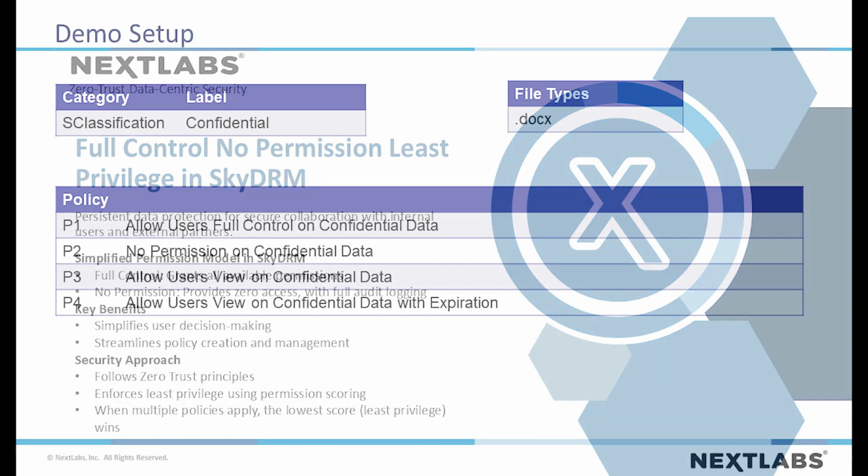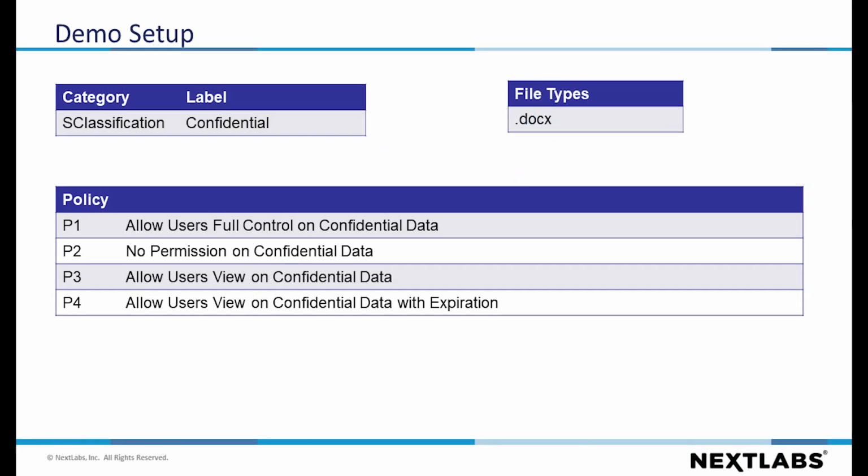In this demo, we set the S classification category with confidential label. We configure the following policies for this demo. P1, allow users full control on confidential data. P2, no permission on confidential data. P3, allow users view on confidential data. P4, allow users view on confidential data with expiration. We use Word file type .docx in the demo.